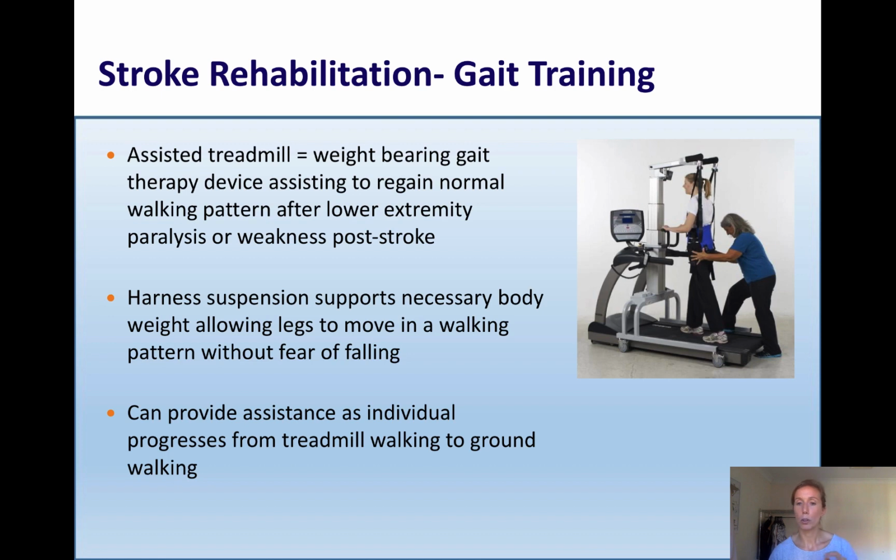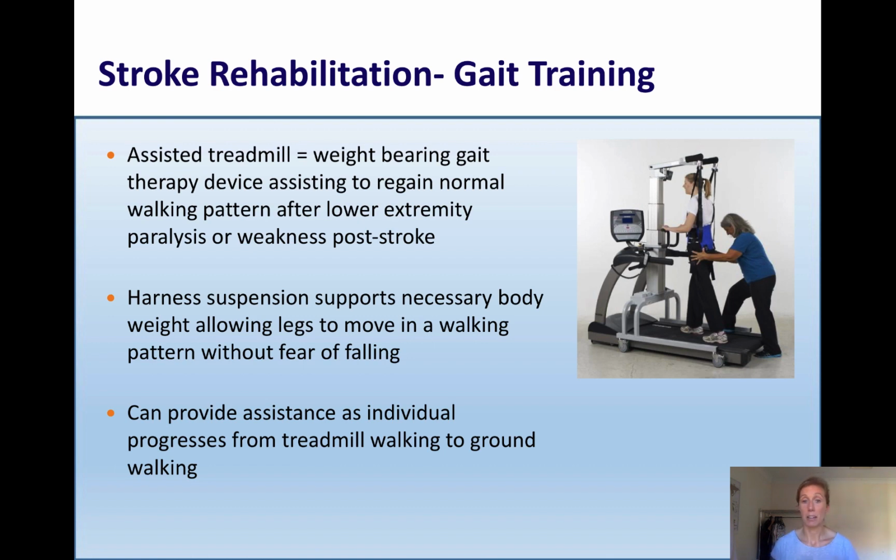And this is really important, not just for the loading proportion, but for actually getting that gait and that motor control back to where it was pre-stroke, okay? So this is really important, particularly where there's lower extremity paralysis or weakness, okay? So the harness suspension, as we said, supports the necessary amount of body weight required. That can obviously be variable for different people, but it allows the individual to work on that gait while relieving that loading component.